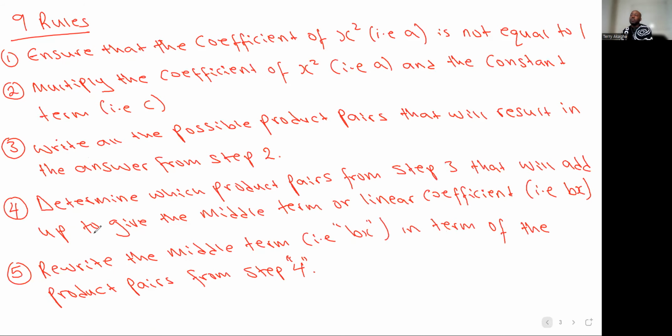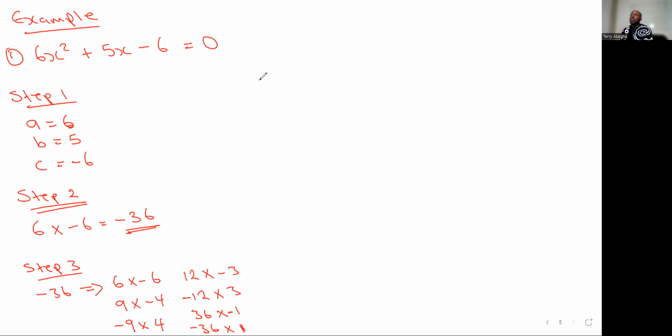Then, when we are done, number 4. We now have to determine which of these product pairs from step 3, when we add them, is going to give us the middle term. So let's go. What is the middle term? Let's do step 4 now.